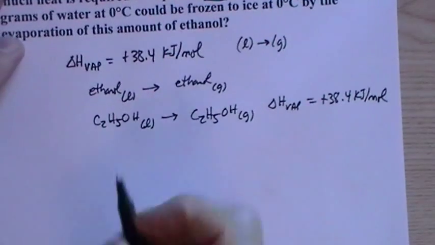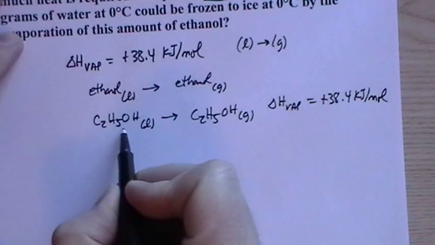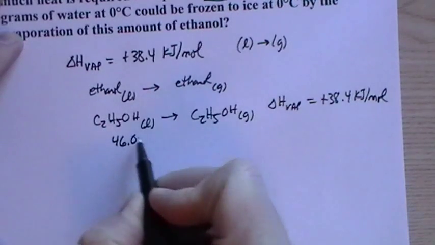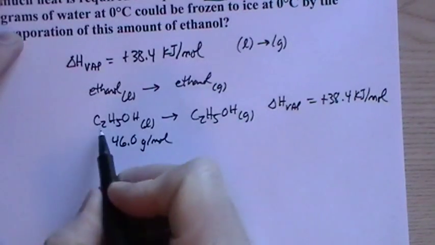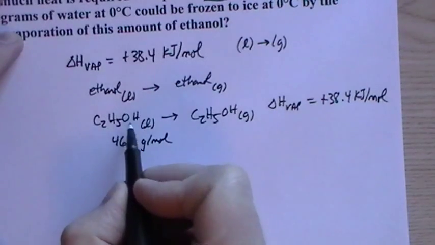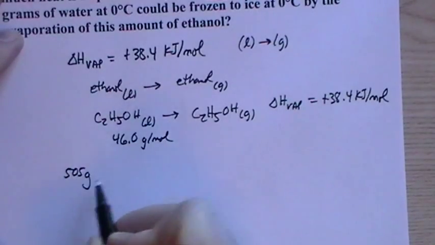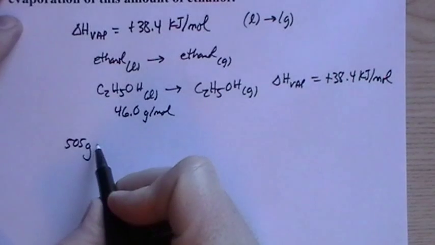All right, so the mass of this thing, it's 46 grams per mole. So that's 24, 29, 30, 40, 46, yep. So what we do is we take the 505 grams. There's a second part to this problem too, but let's focus on this first.